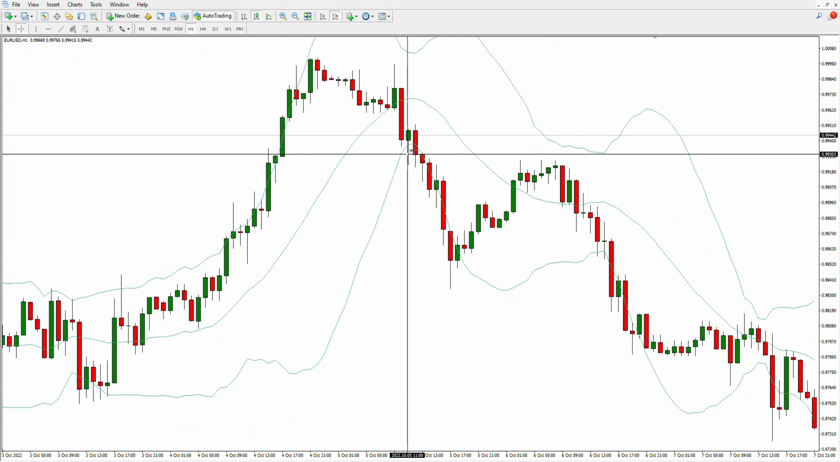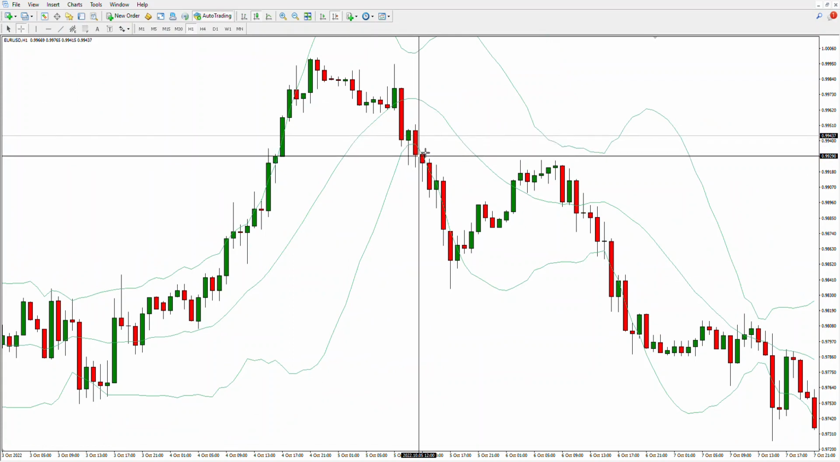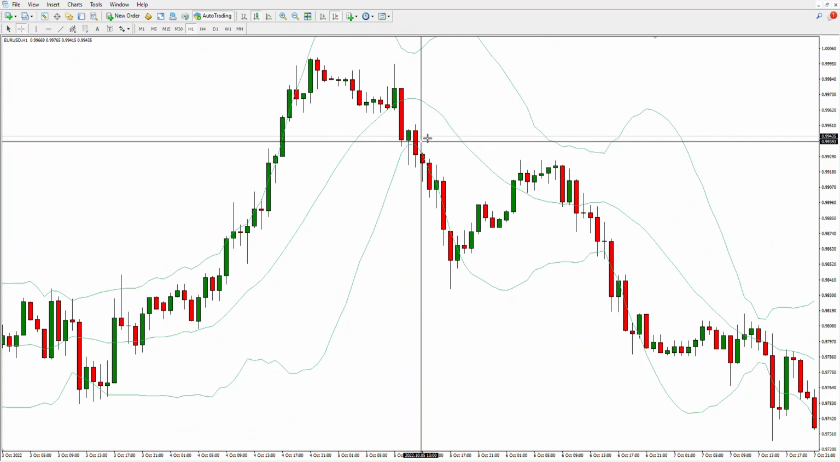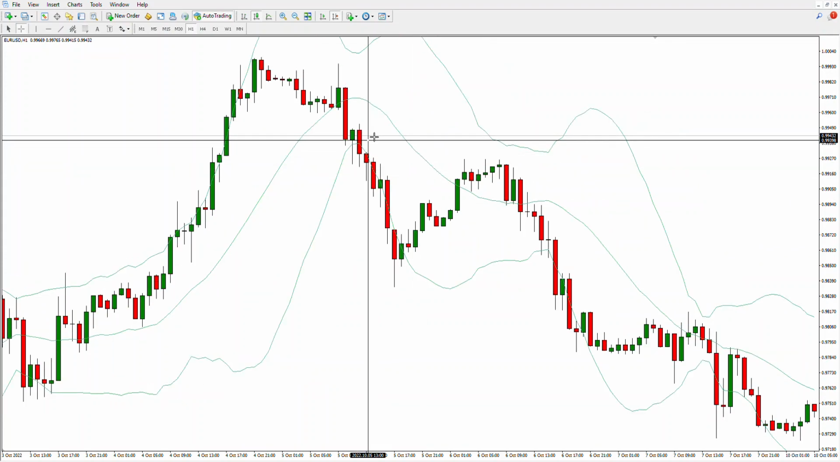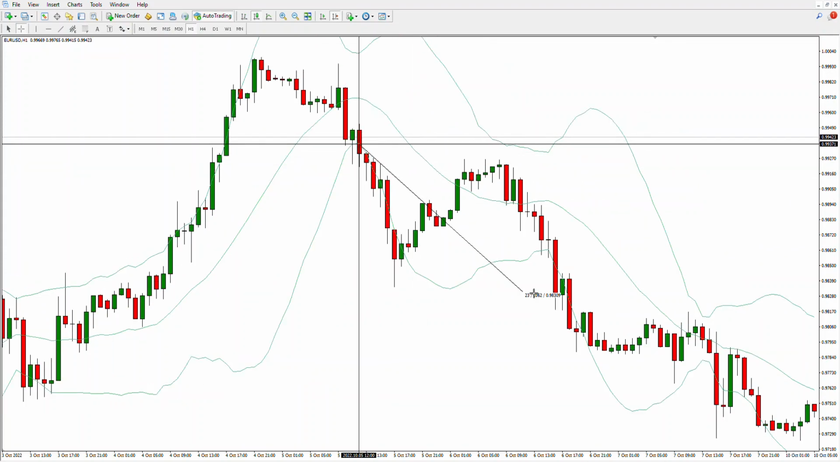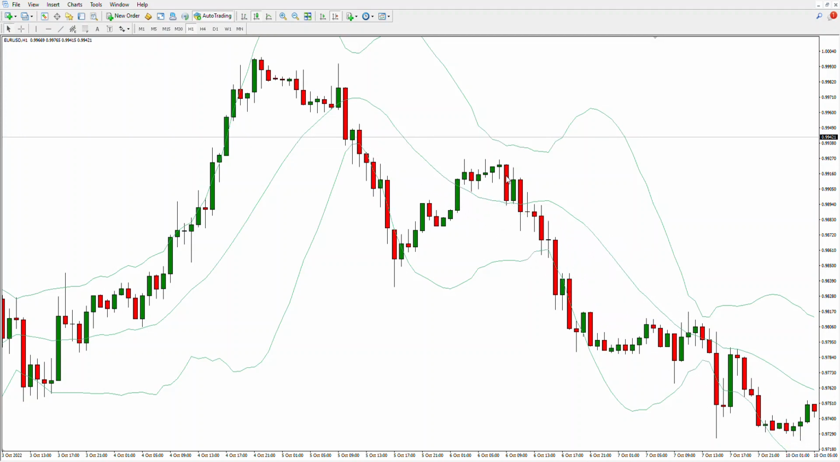Same here, if price breaks through the lower band, you could take a breakout trade short, which again would have been a really good trade for up to over 200 pips. People often use the middle band as somewhere to place their stop loss or to exit a trade.